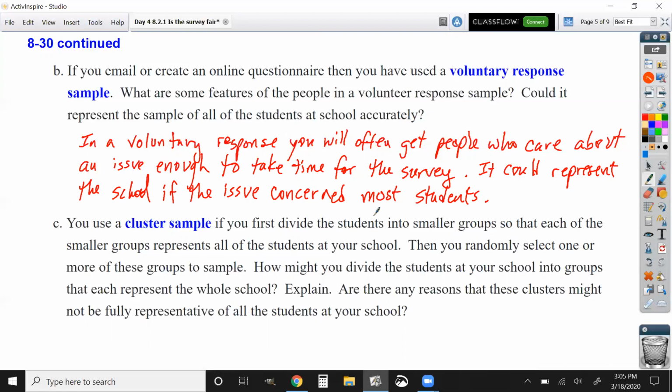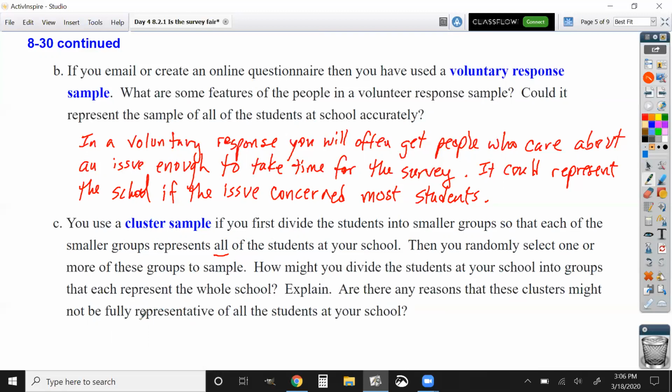So that's kind of how a voluntary response sample works. The last example is called a cluster sample. You use a cluster sample if you first divide the students into smaller groups so that each smaller group represents all of the students at your school. Then you randomly select one or more of these groups to sample. How might you divide the students at your school into groups that each represent the whole school? And are there any reasons that these clusters might not fully represent the students at your school?